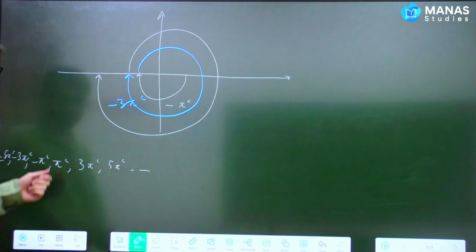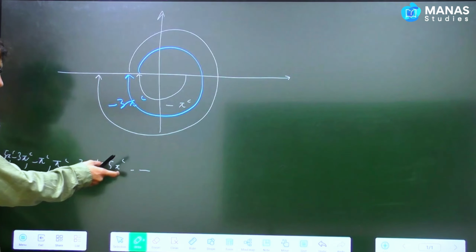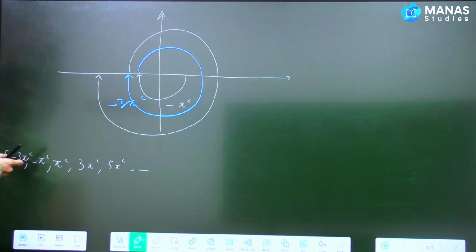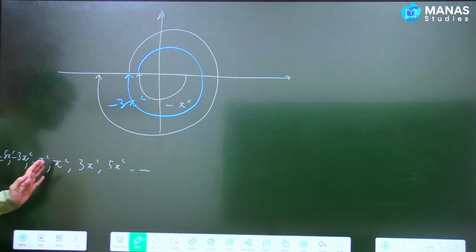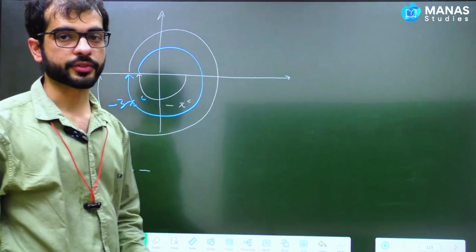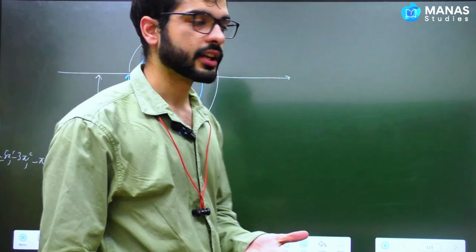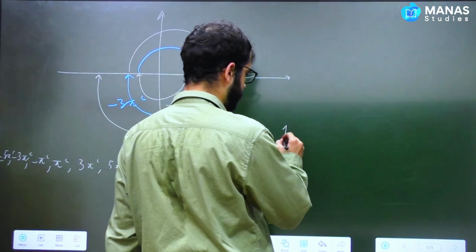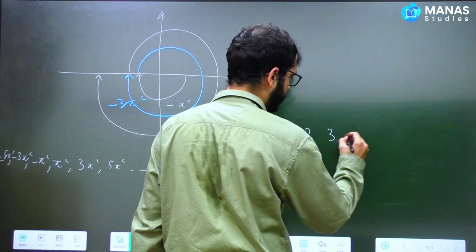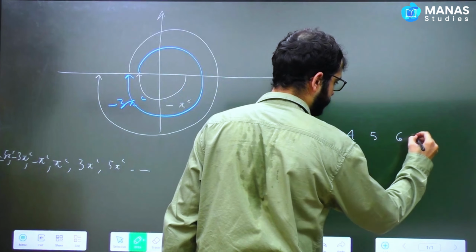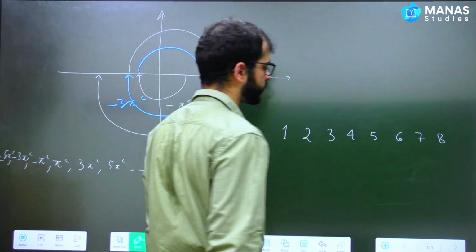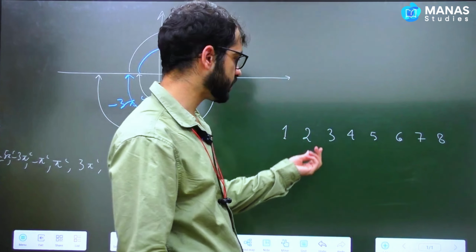The values are 1 pi, 3 pi, 5 pi, or minus 1, minus 3, minus 5 pi. As we observe, these are odd numbers. And how can I write an odd number? I'll try to explain it with the help of an example. Let's say I'm writing the natural numbers over here. What can we observe? 2 is an even number, 3 is an odd number.